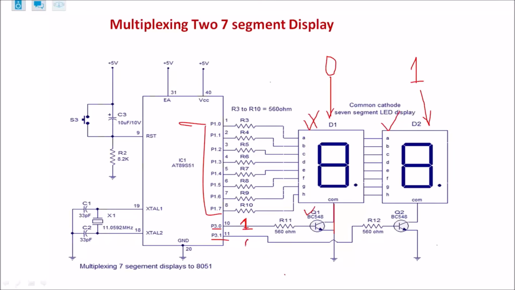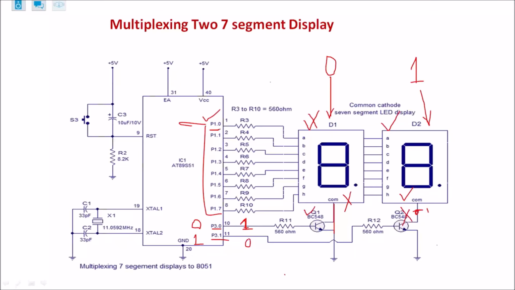At that time, we'll send a logic 0 on P3.1. Since 0 is connected to the Q2 transistor, it will be turned off and this common terminal will be in a hanging state, that is, high impedance state. It won't be connected to ground. So this display will be disabled. So to enable the first display and disable the second display, we send logic 1 on P3.0 and logic 0 on P3.1. Similarly, next time we'll send a logic 0 on P3.0 and logic 1 on P3.1.